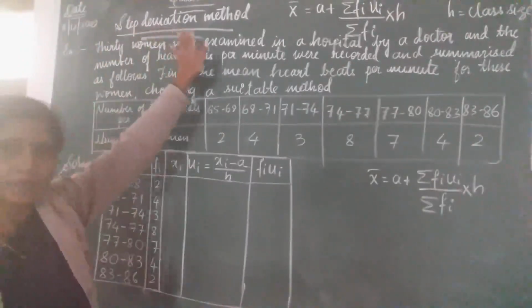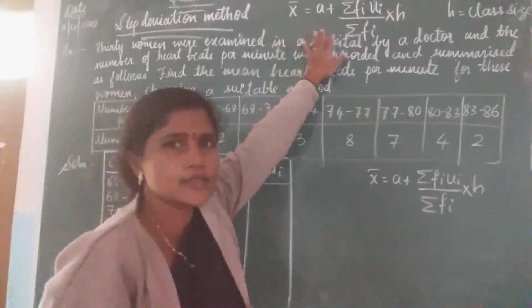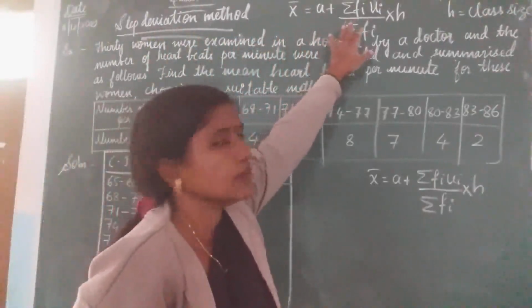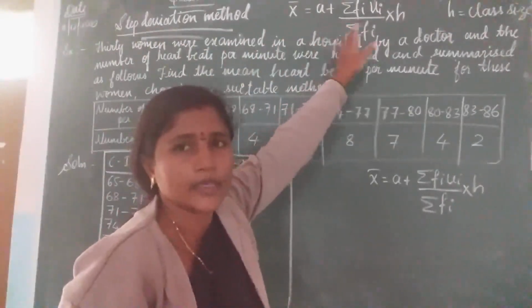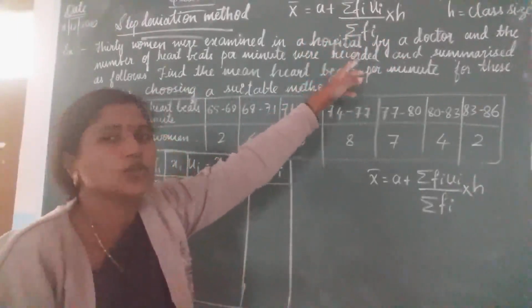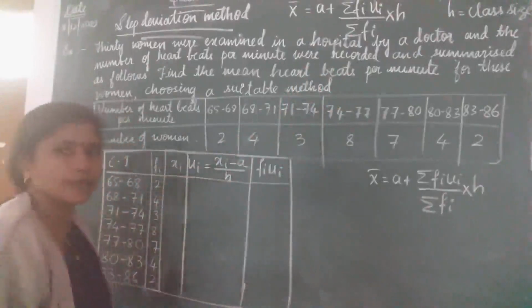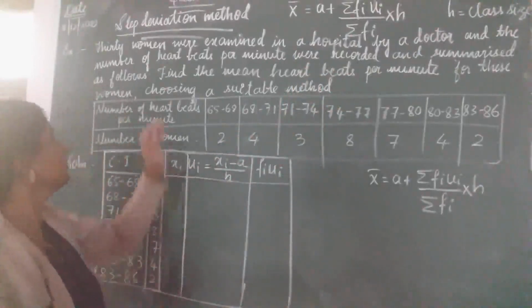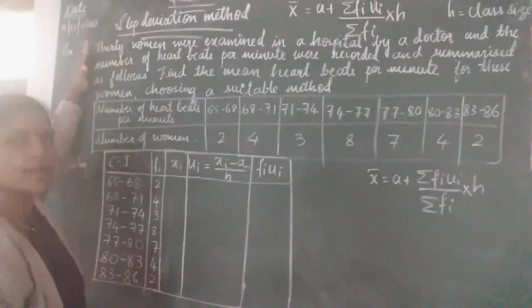The formula for the step deviation method is x bar is equal to a plus summation of fi ui divided by summation of fi into h. Fi is nothing but the frequency of a class interval, ui is nothing but the deviation of the class interval, then h you know as a class size. Let us apply this step deviation method to one example.